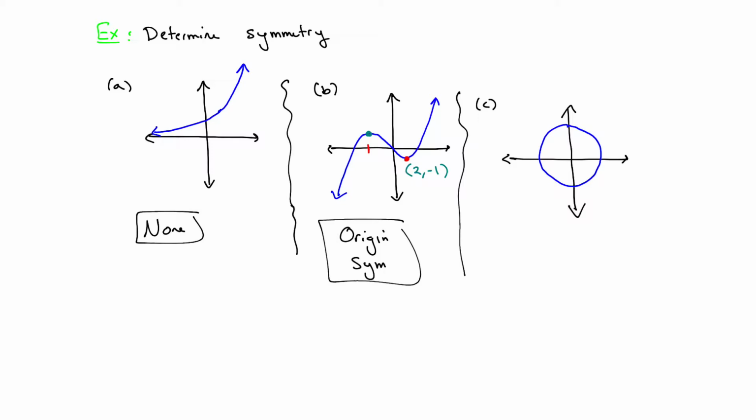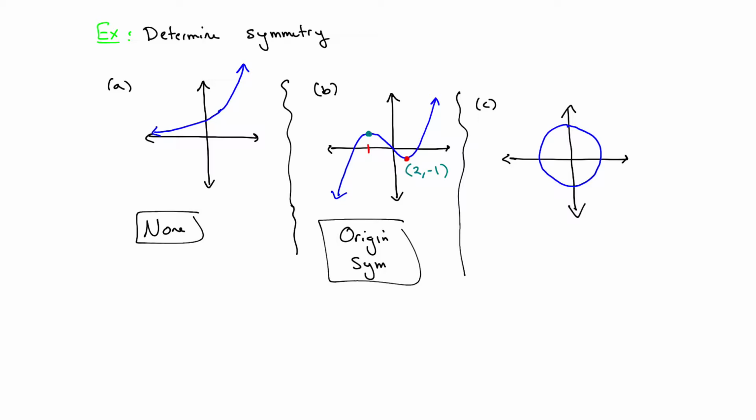And the answer is no, because if it had x-axis symmetry, if it was symmetric across this line, this point would also have this. We would also have this point up here. And similarly, if we had y-axis symmetry, we would also have this point over here. But we don't. So no other symmetry besides that.